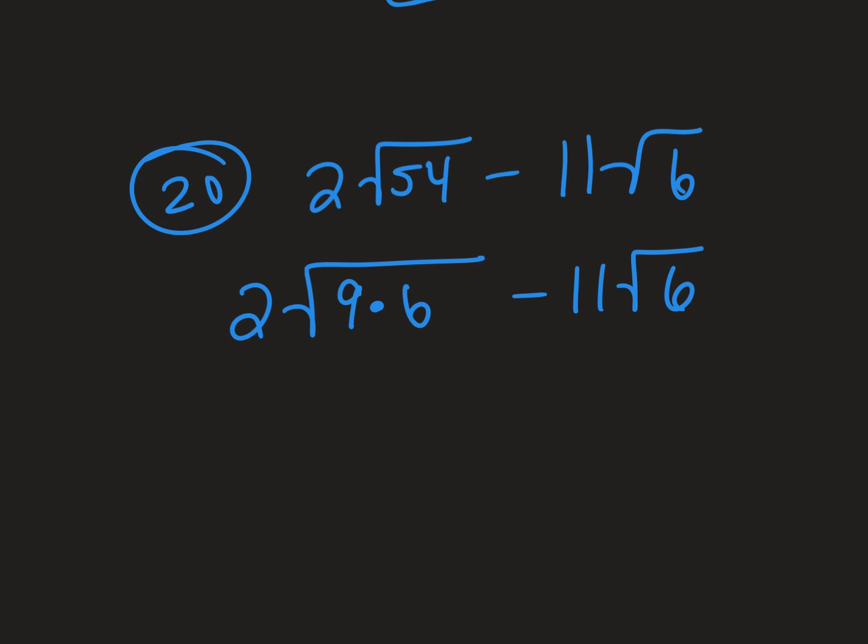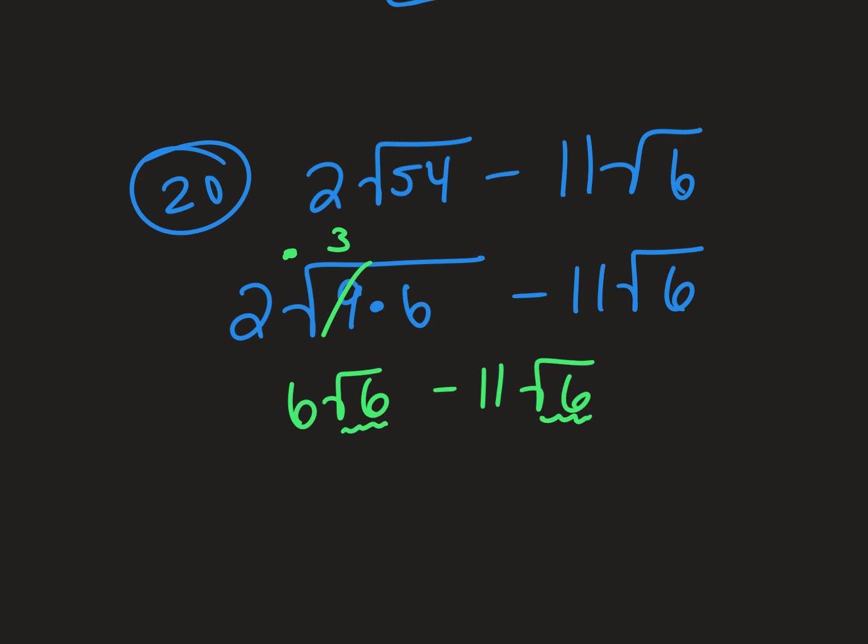So let's simplify a little more. What is the square root of 9? 3. So I'm going to bring it outside, and that gets multiplied with the number in front. So 2 times 3 is 6. So I have 6 square roots of 6 minus 11 square roots of 6. Can I now combine those into one singular answer? Yes, how come? They both have the same last name.